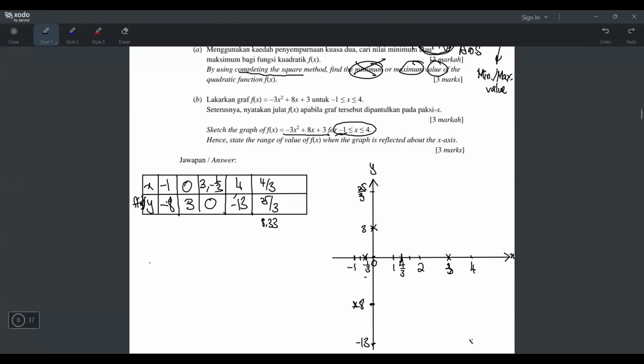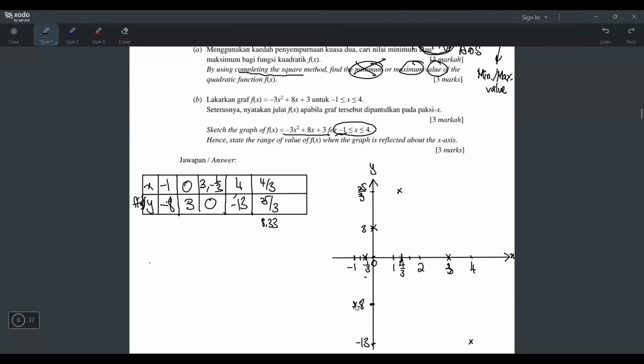And the point that I recommend you to find is the turning point, you need to find this because this is a quadratic. Quadratic memang kena cari the turning point. 4 over 3 here, 25 over 3 is up here, right? Okay, done. So now you just join all these points, then you will get your quadratic curve.